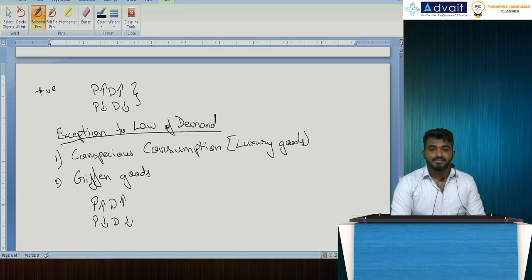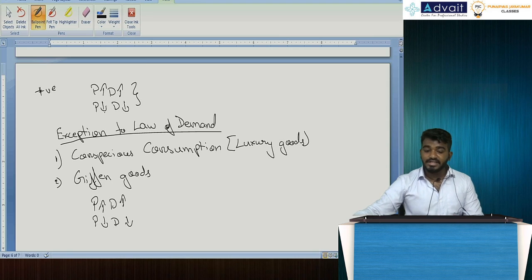Think and answer. A 2000 rupee t-shirt, sir. Now my income has increased, sir. Why should I purchase that low quality one? I will go for a good quality t-shirt itself. Acceptable? Sir, this is with relation to income.